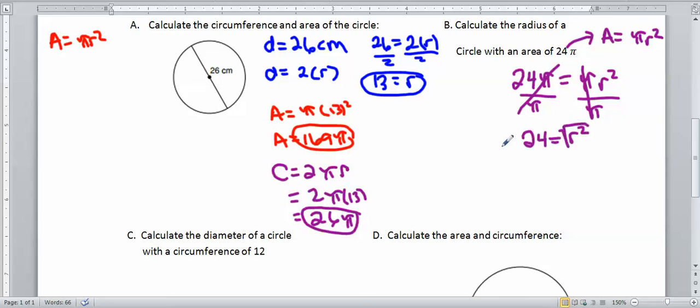Take the square root of both sides. And since the square root of 24 is not a perfect square, I'm going to leave it as square root of 24 is my radius.